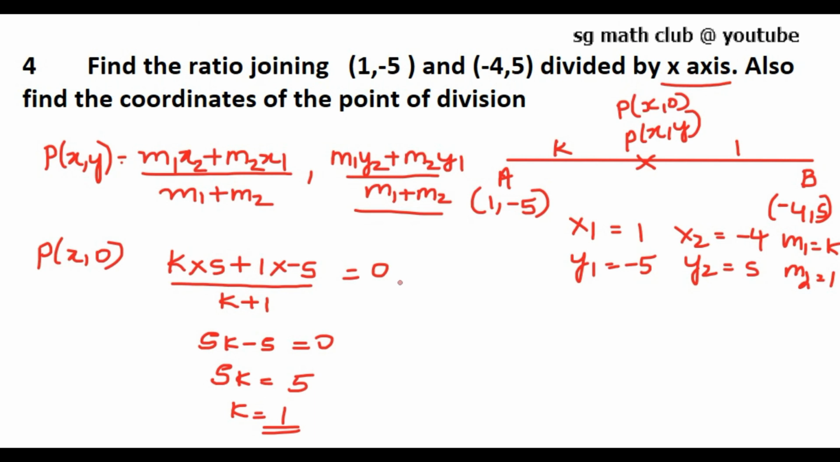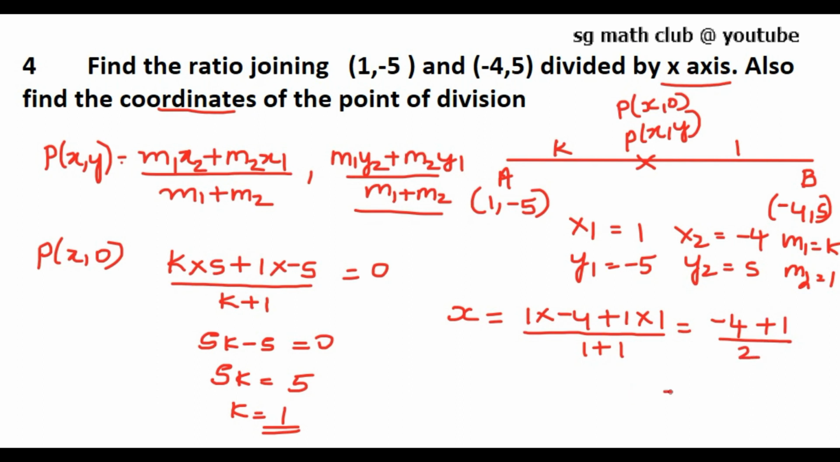Now I need to find out the value of x, the coordinates of the point of division. The y coordinate is anyway 0, since the point lies on the x-axis. So x alone I need to find. Now I got the value of k as 1. So 1 into -4 plus 1 into 1 divided by 1 plus 1. So it is (-4 plus 1) divided by 2, which is equal to -3 by 2. So my coordinates are (-3/2, 0), and it is divided in the ratio 1:1.